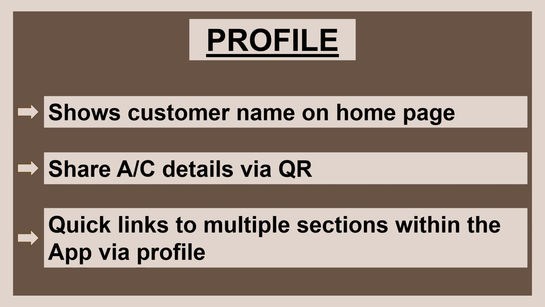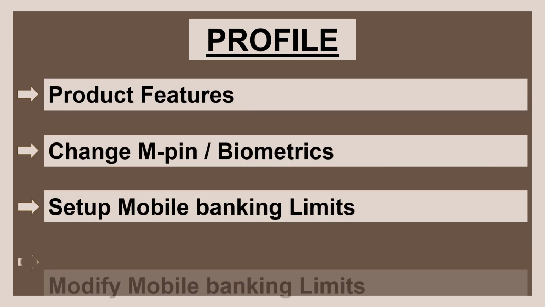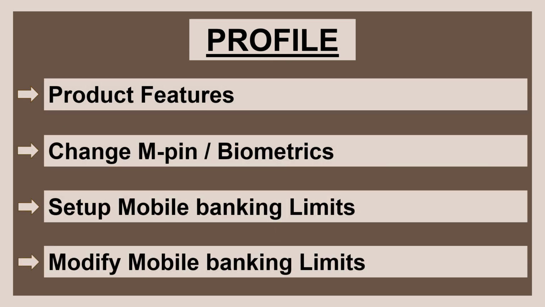Shows customer name on home page. Share account details via QR. Quick links to multiple sections within the app via profile. Product features. Change MPIN or biometrics.